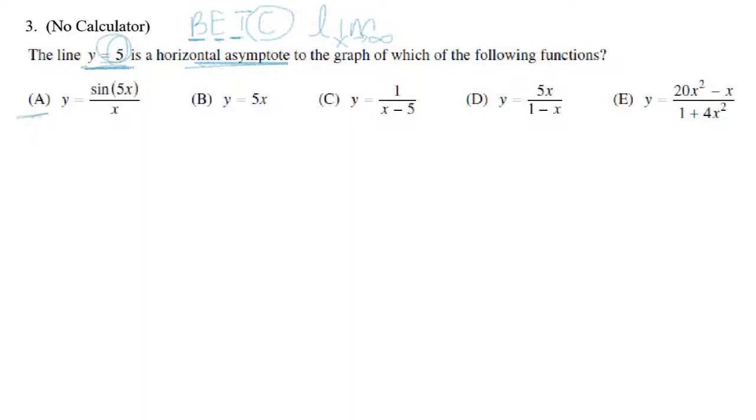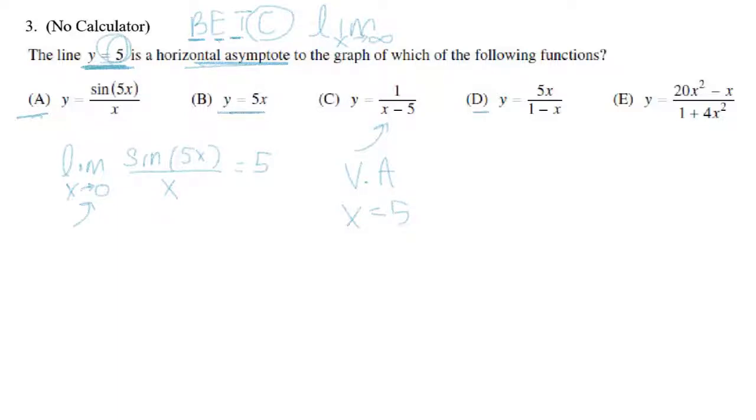Now, I think A is a little tricky here, because this one, you do get 5 when x is approaching 0: sine of 5x over x. This is going to generate an answer of 5, but it's not generating a horizontal asymptote because x was approaching 0. Now for B, this is just the line y equals 5x, so that's not talking about a horizontal asymptote. As we continue on here, this is going to be a vertical asymptote, x equals 5. So notice all of these are dealing with 5 in some capacity.